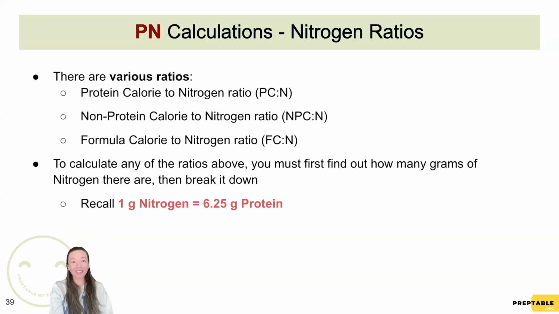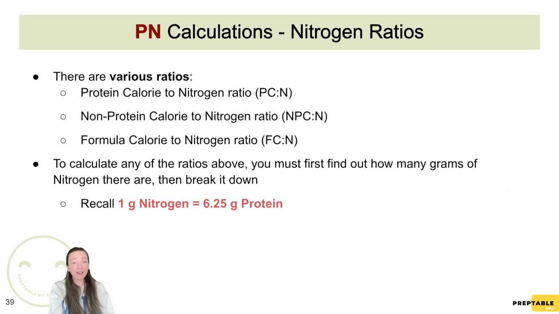Let's move on to nitrogen ratios in parenteral nutrition. These ratios provide valuable insight into the balance between protein intake and non-protein energy sources in the patient's nutritional regimen. There are three main nitrogen ratios commonly used in clinical practice. We have protein calorie to nitrogen ratio, non-protein calorie to nitrogen ratio, and then formula calorie to nitrogen ratio.